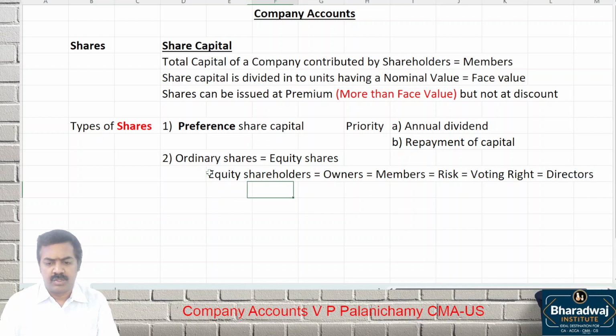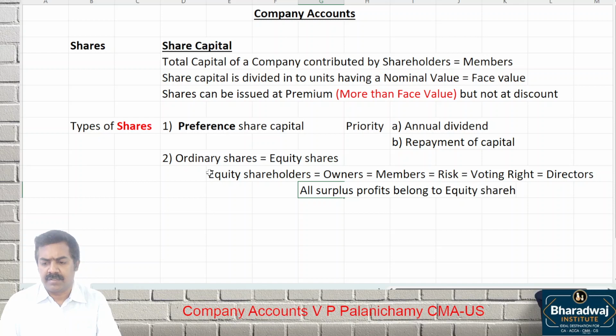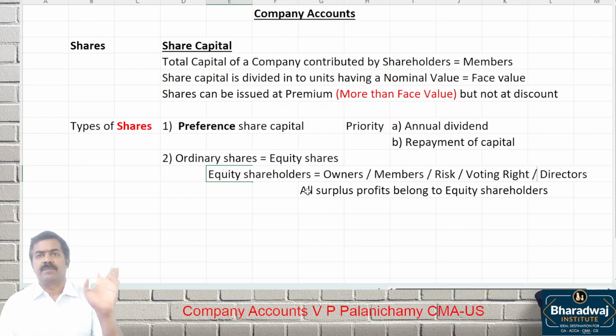So all surplus profits belong to whom? Equity shareholders. Because equity shareholders are the real owners, they are the members of the company, they take risk, and they only have the voting right in the meetings. Only equity shareholders can become directors of the company. All surplus profits belong to equity shareholders, because they are the persons who really take risks and run the business.